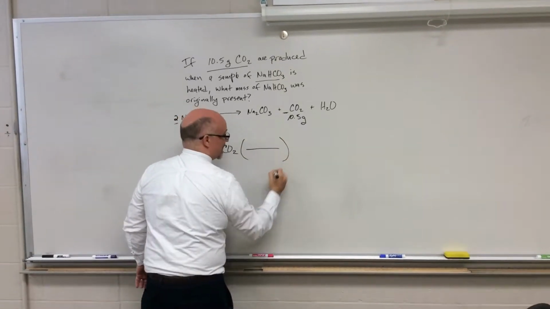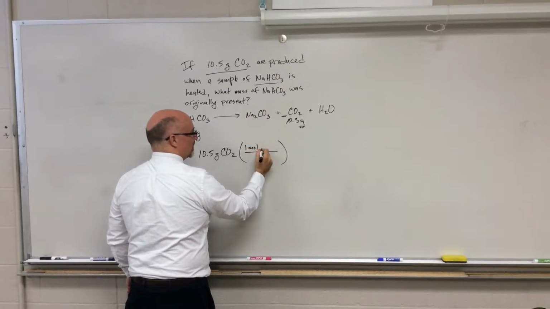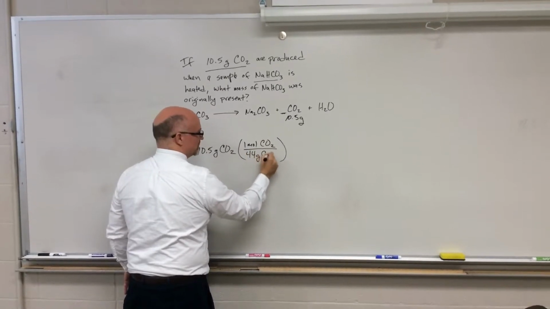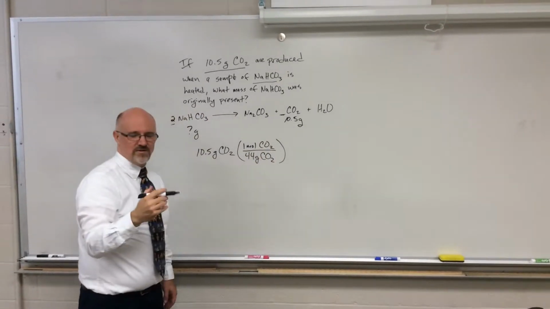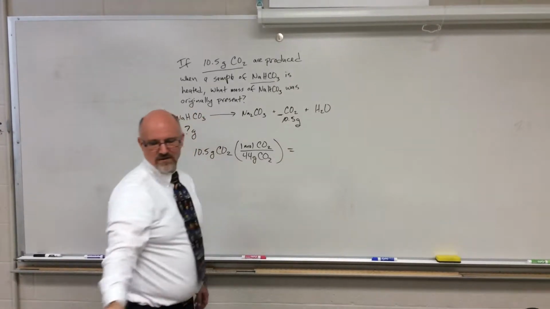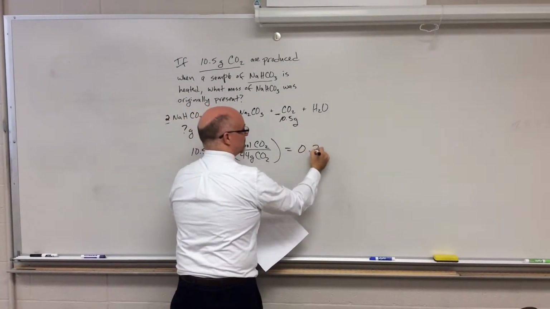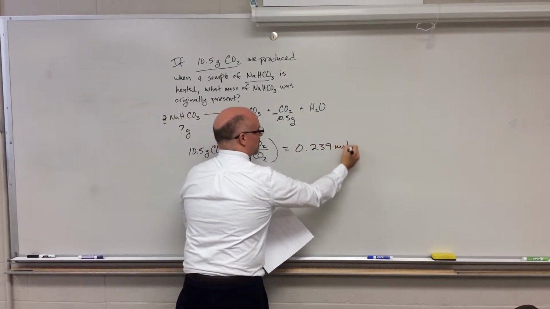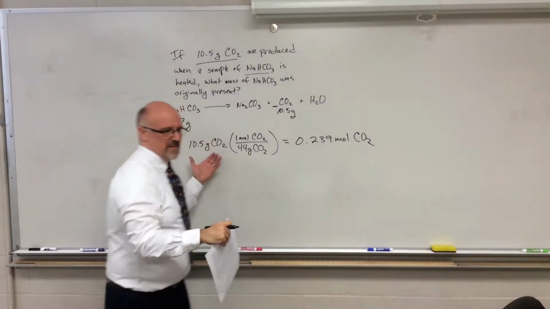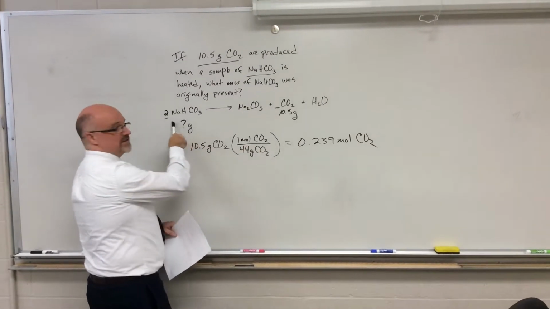Now I have to convert that to moles. I have a molar relationship. 1 mole of CO2 weighs 44 grams of CO2. That comes from the periodic chart. So if I do that math, put it in my calculator, I did it ahead of time, I get 0.239 moles of CO2. So this quantity is that amount. This mass is that amount. That gets me CO2, but I haven't answered the question yet.